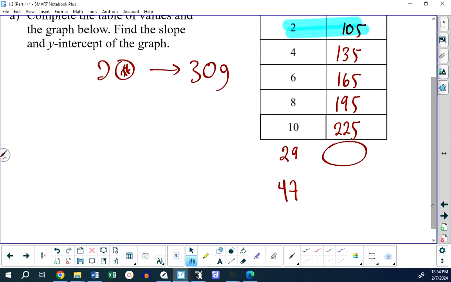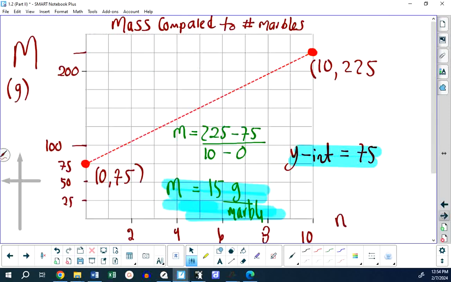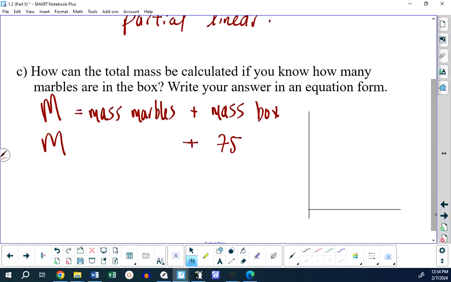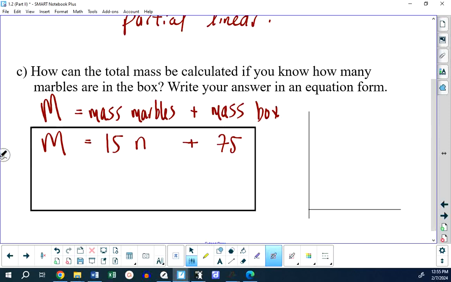And we're getting to the equation. If we know the equation that you've already looked at, Daniel, it means we don't have to think about this anymore. It just happens. The bottom line is the mass of the marbles will be 15 times the number of marbles. So we have a formula now. This formula can be used to determine the mass no matter how many marbles are in the box.